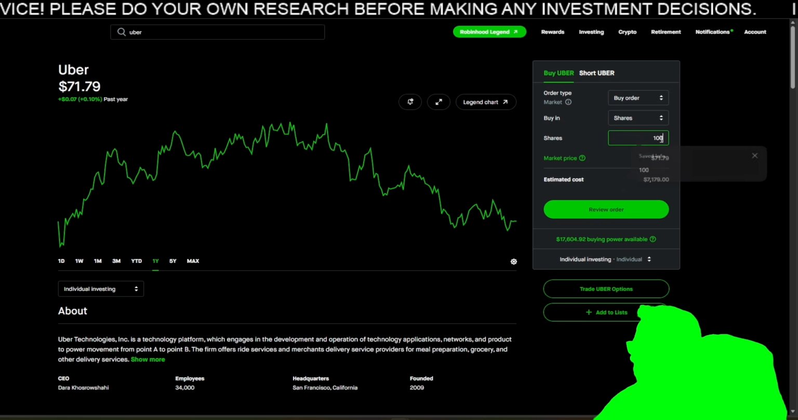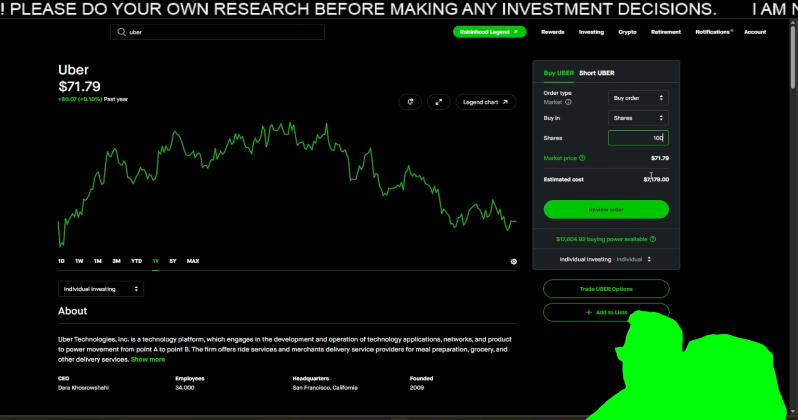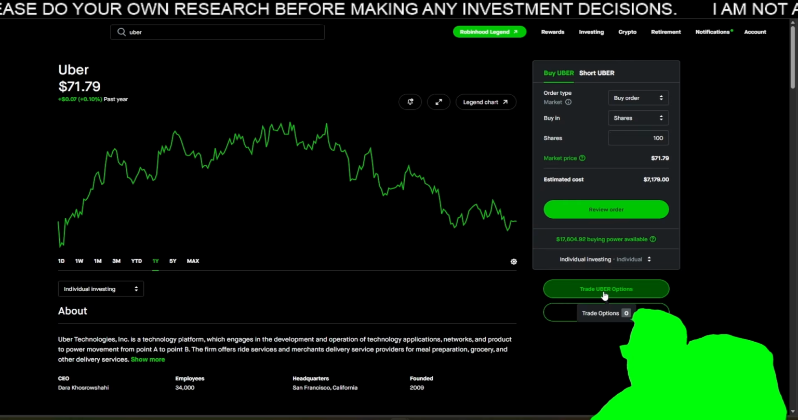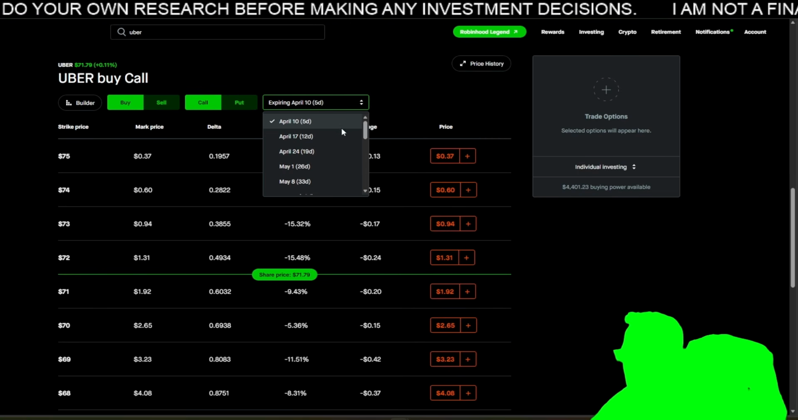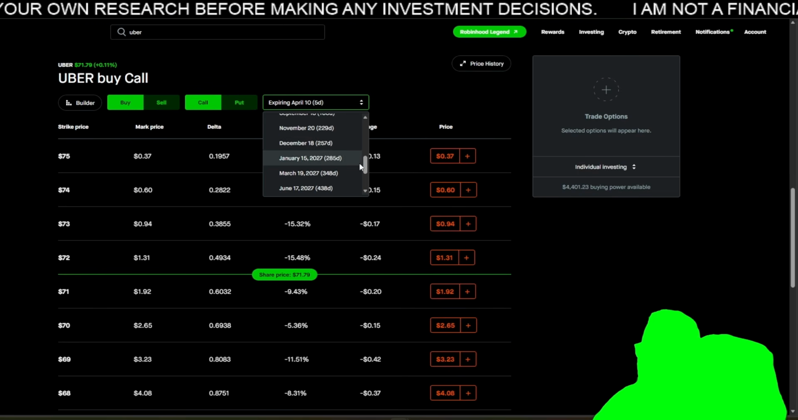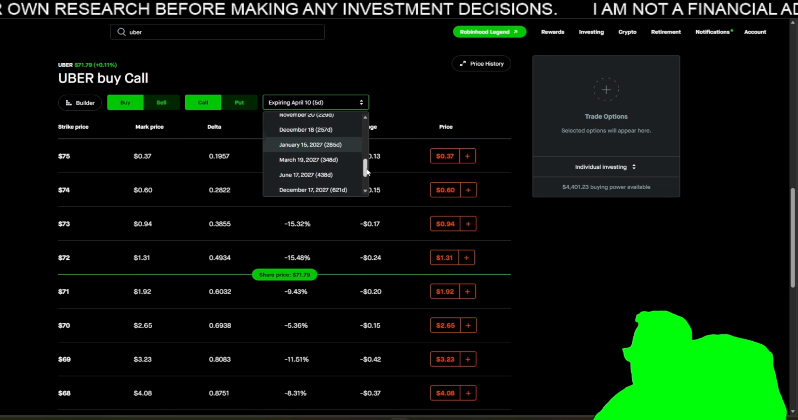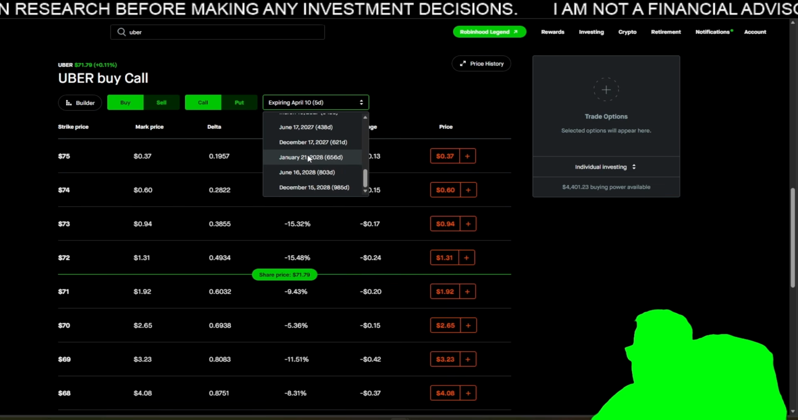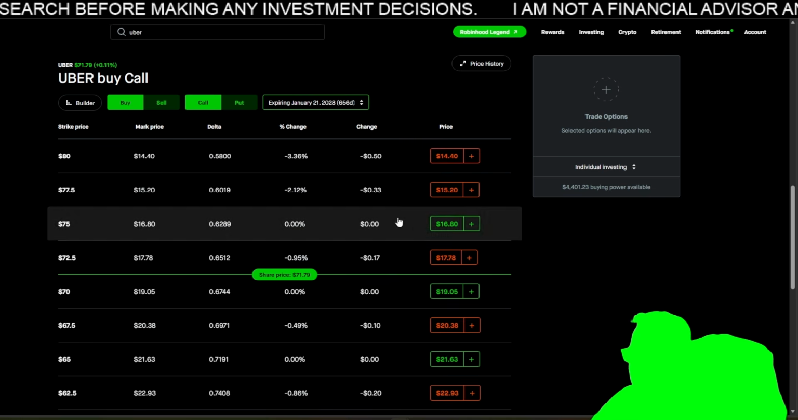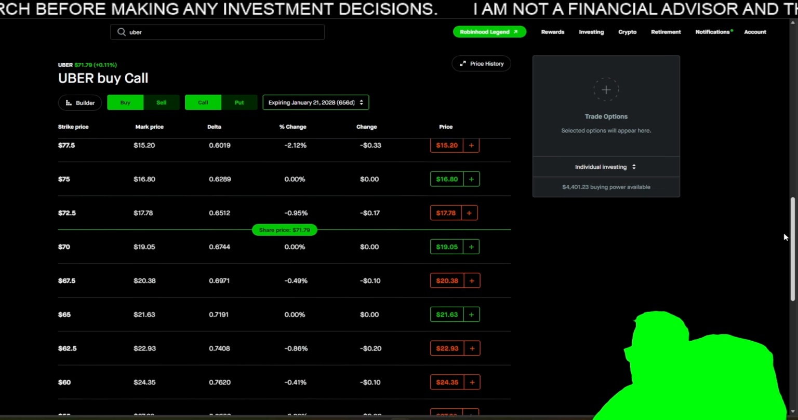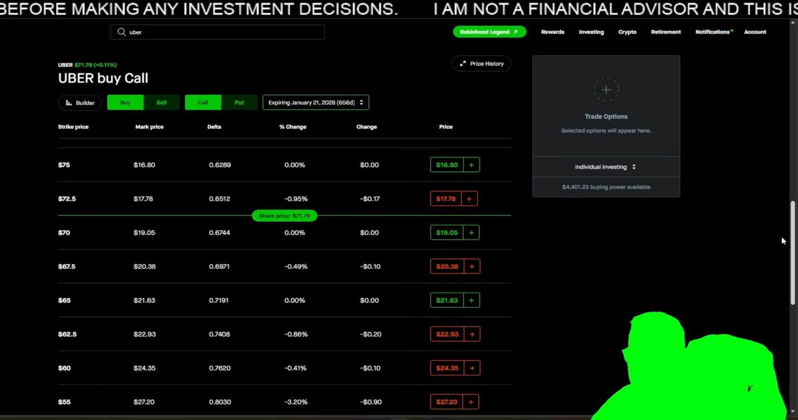So again, Uber would be $7,000. You want to buy 100 shares of this one here. It's going to cost you $7,000. You don't got $7,000? That's okay, Fridge. Don't worry. Buy a call option, go way far out. And again, you can go further out if you want to. You can go all the way to January 2028 if you wanted to. It's still going to give you basically that exposure to 100 shares without paying for those 100 shares.